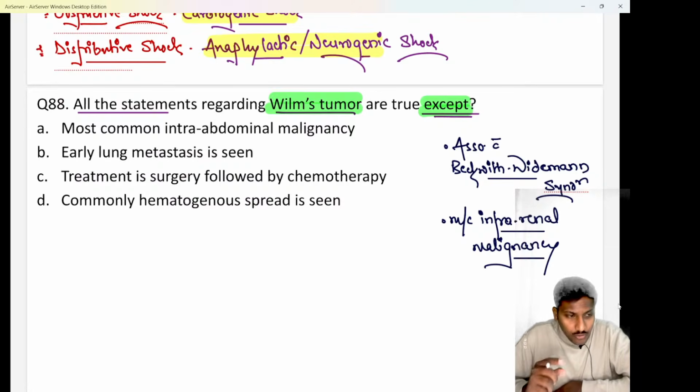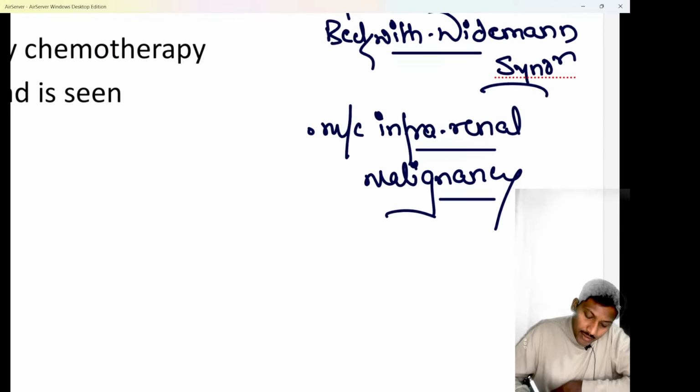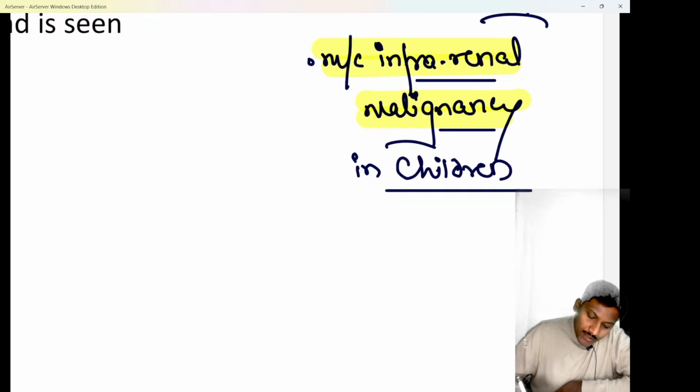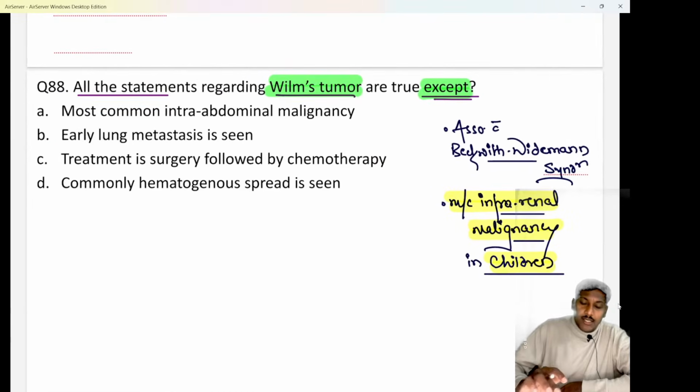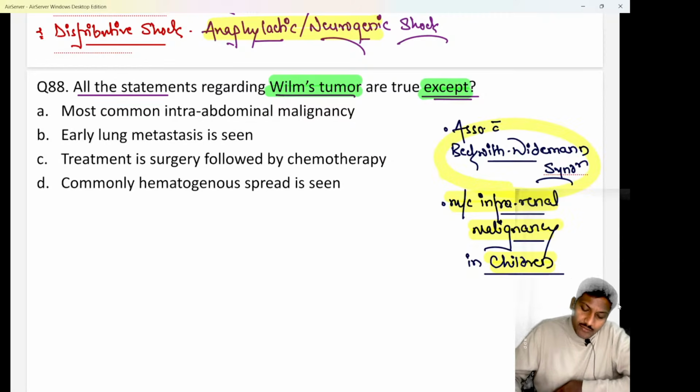We know that Wilms tumor, also known as nephroblastoma, is the most common intrarenal malignancy in children. If they ask you, the answer is going to be Wilms tumor or nephroblastoma. In adults, the most common renal malignancy is renal cell carcinoma, but in children it is Wilms tumor. It is commonly associated with Beckwith-Wiedemann syndrome, which has hemihypertrophy, umbilical hernia or omphalocele, macroglossia, and Wilms tumor.